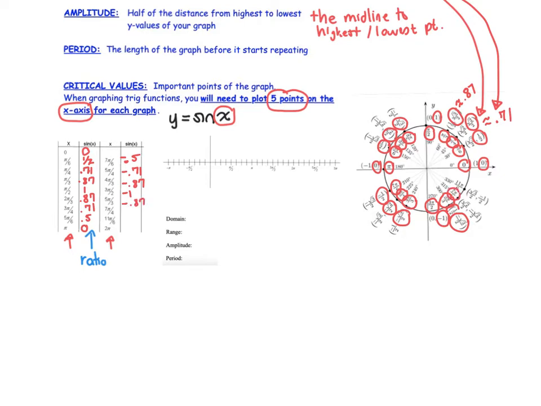At 7 pi over 4, I'm at negative 0.71. At 11 pi over 6, I'm at negative 0.5. And at 2 pi, I am back to 0 again. So again, the graphs that we're graphing come directly from the unit circles. All we're doing is looking at each angle, taking the sine of that angle, and the output is the ratio that we get at the sine of that angle.